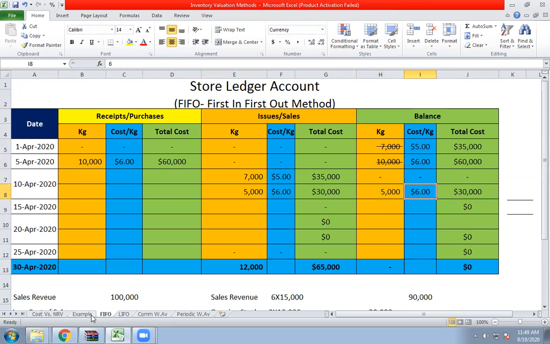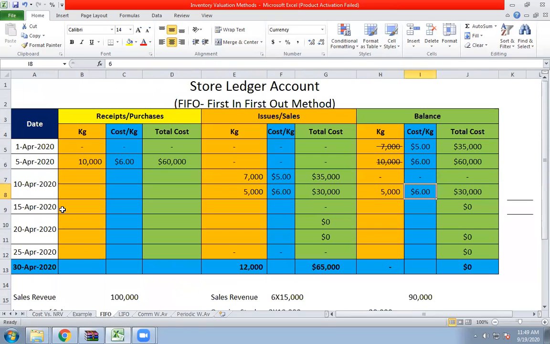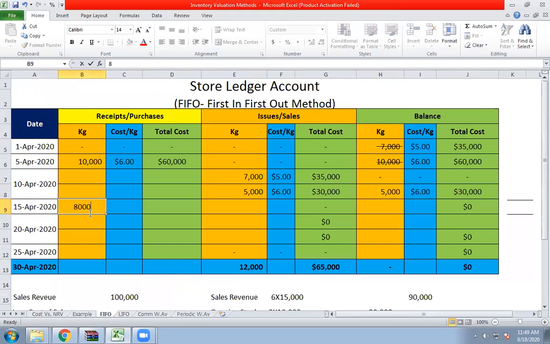Okay, moving forward with the example, next on 15th April, I purchased 8,000 kg of material X at a price of $9 per kg. Means I will include this in the purchases. So how much material purchased? 8,000 kg. So I will record it in the purchases, 8,000 at 9. I will multiply this value to calculate a total figure of $72,000. I will also update my balance: 8,000 recorded in the balance at 9, having a total value of 72,000.